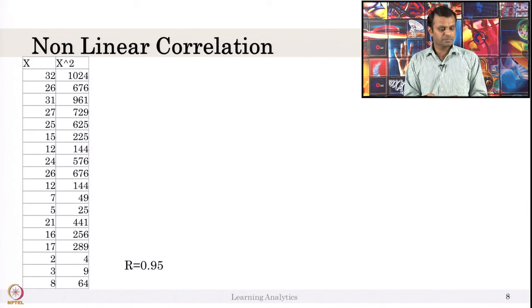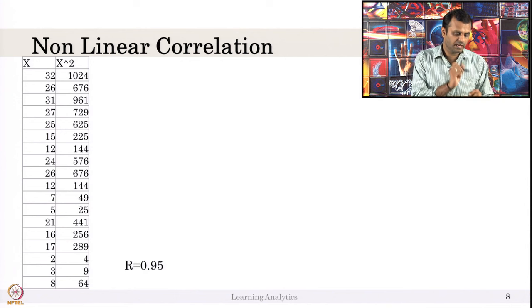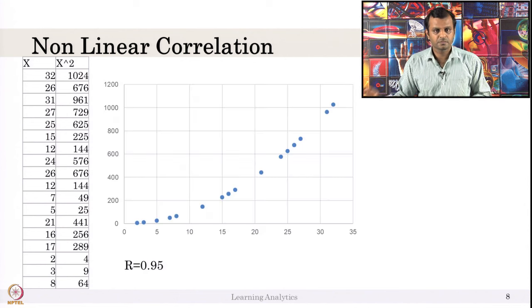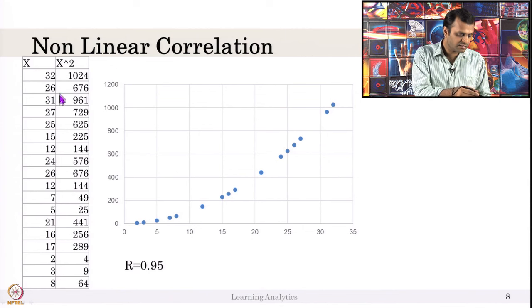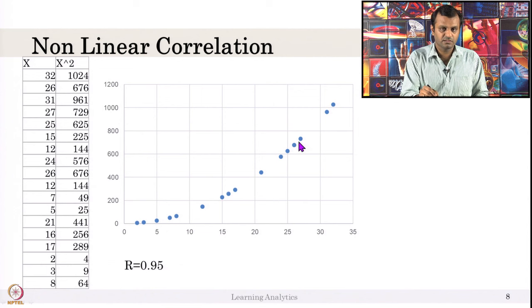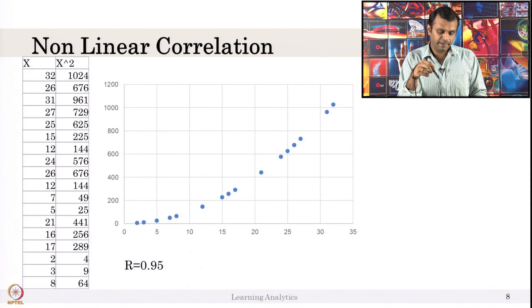So, let us see what is non-linear correlation. If you see this x and x square, if I plot x versus x square, you know that x square is increasing. So, the y value is actually like this, it is not a linear relationship, right, but x is on a linear scale, like 2, 3, 8 within the range, right. But y is in a different scale. Although x is linear and y is non-linear, the correlation coefficient is 0.95. The reason is there is a relationship between x and y. If x increases, y increases, and there is a strong positive correlation.